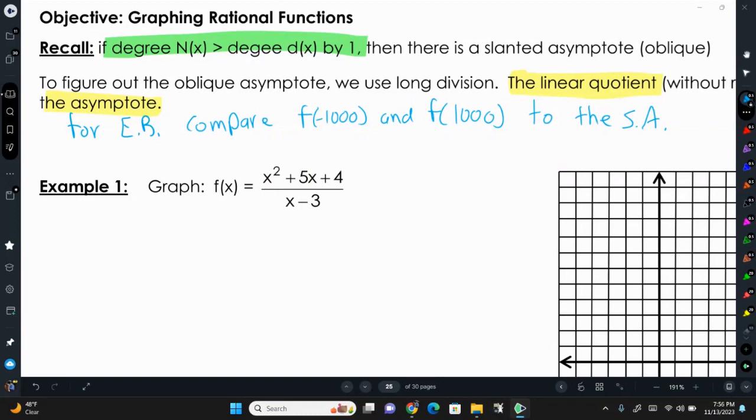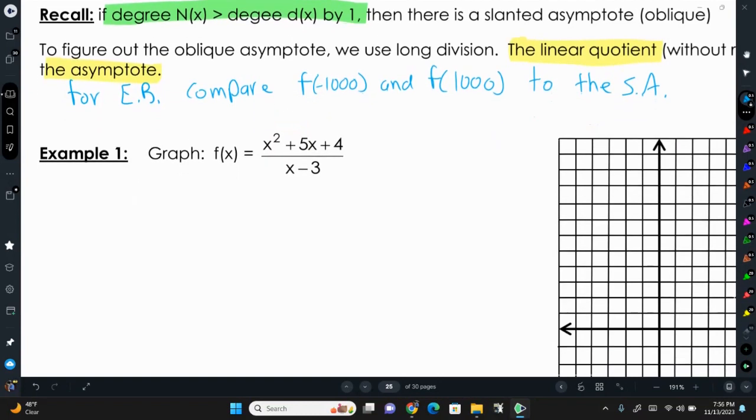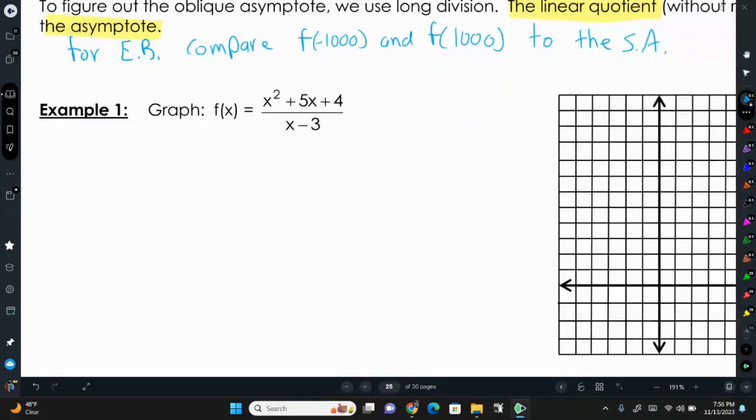When we graph these, we're still going to do all the same steps that we've done before. We're going to factor the numerator and denominator here. So we have x squared plus 5x plus 4. That factors to x plus 4 times x plus 1. The denominator is just x minus 3. We want to factor the numerator and denominator, again, just to see if anything cancels out, which would give us a hole.